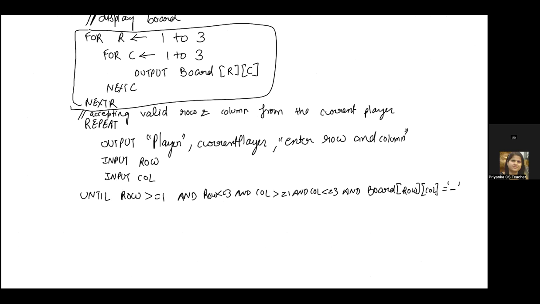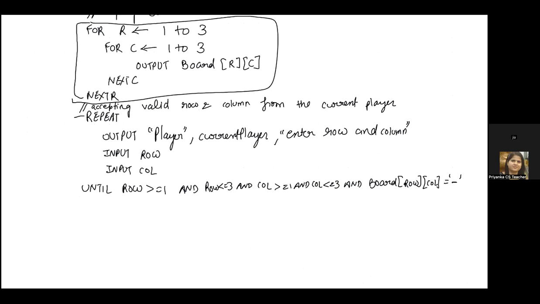And what is the use of this repeat until loop? Repeat until loop is usually used for validation purposes. If you want to take any input from the user which follows the given criteria, it is highly advisable that you should use repeat until in all kinds of validations. So before this repeat until, again I'm writing a comment: accepting valid row and column from the current player. So if this is your board, and if someone is inputting, let's say, row 6 column 1, so this is an invalid entry. Is this 6 greater than 1?